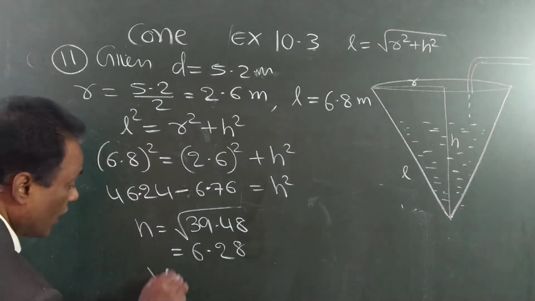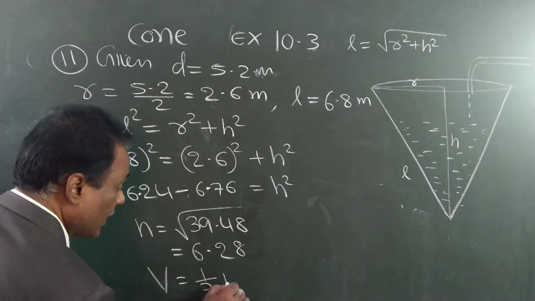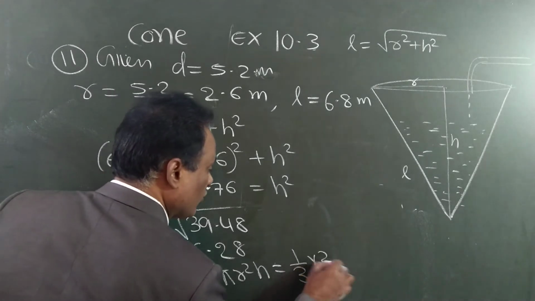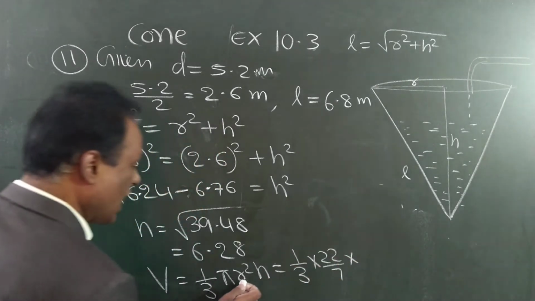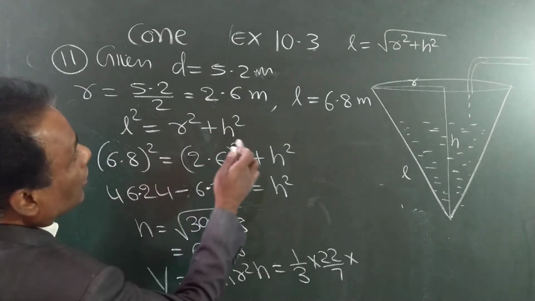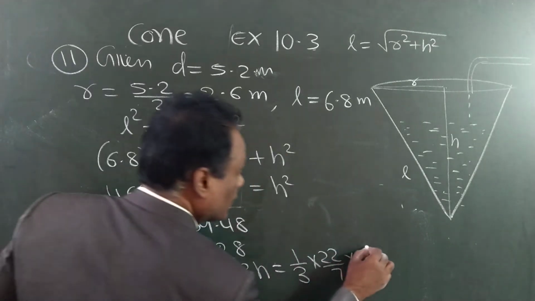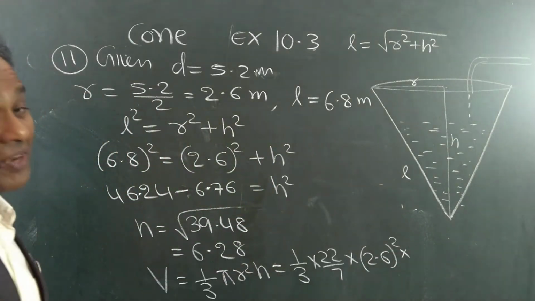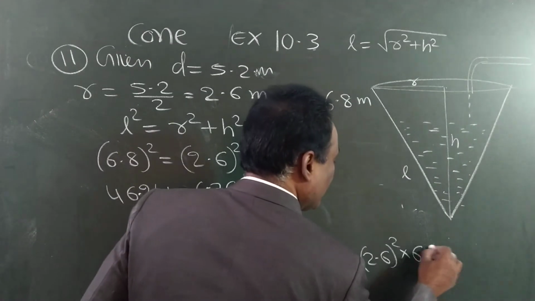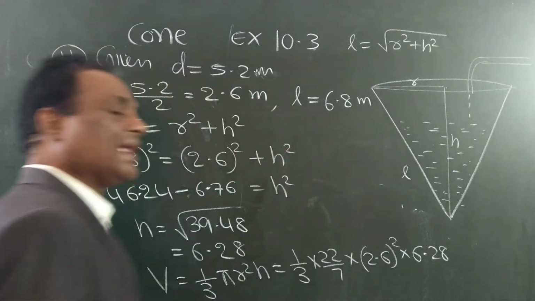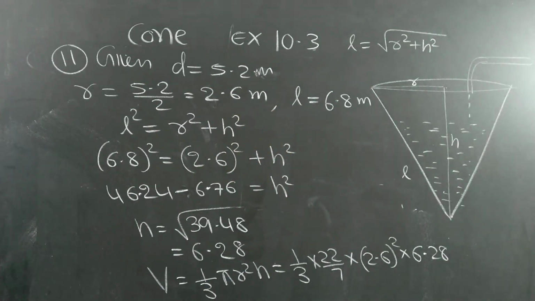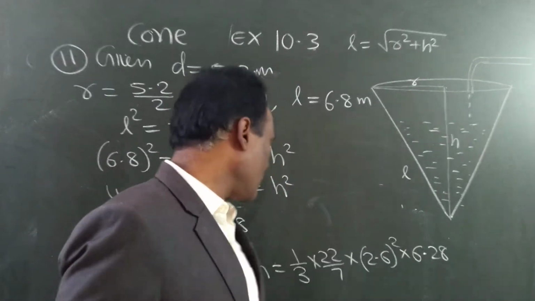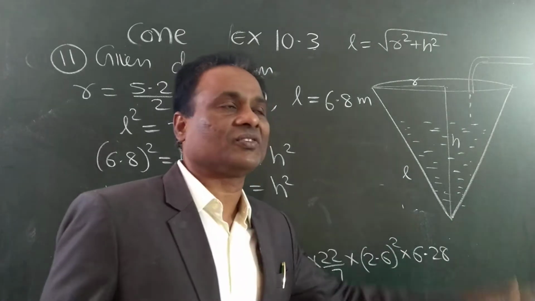Now we can find the volume of water. Formula: 1 by 3 pi r square h. 1 by 3 pi is 22 by 7, into r is 2.6, r square, h is 6.28. A lot of difficult simplification actually. 1 by 3 pi r square h is the volume of cone formula, or the amount of water in the cone.